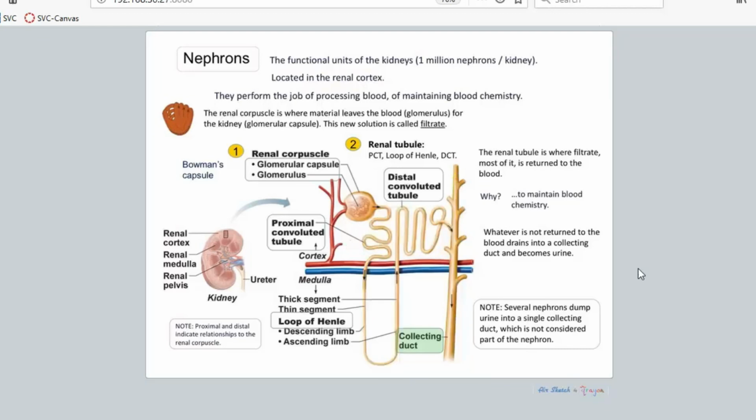And so these collecting ducts are collecting all this filtrate from the nephrons that have not been returned to the blood. And you can see that several nephrons dump their contents into this collecting duct. And once that solution enters the collecting duct, it goes from being called filtrate and it's now urine. So we now have urine that's traveling through those collecting ducts there. But the collecting ducts are not part of the nephron itself.